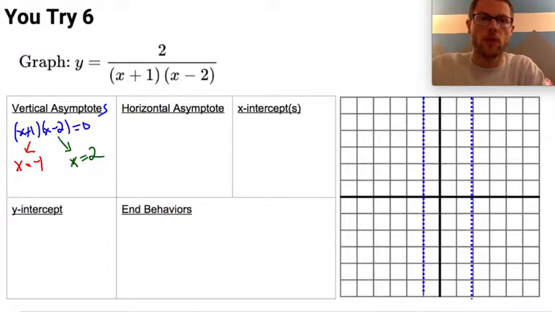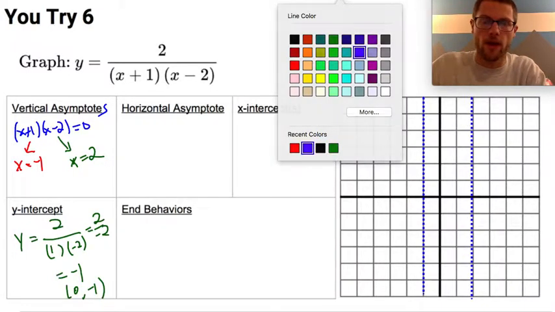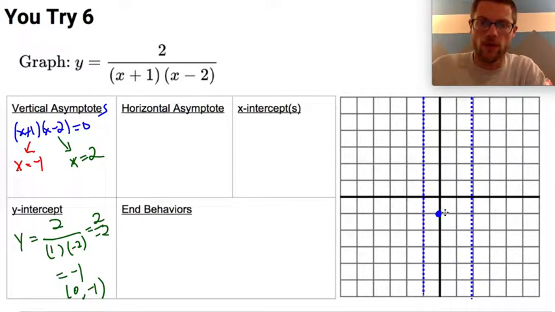The y-intercept process is exactly the same. Let's set x equal to 0. So this is going to be y equals 2 over 1 plus 0, which is 1, times 1 minus 2, which is negative 2. This is equal to 2 over negative 2, which is equal to negative 1. So I've got my y-intercept of (0, negative 1). Let's plot that on the graph. (0, negative 1).